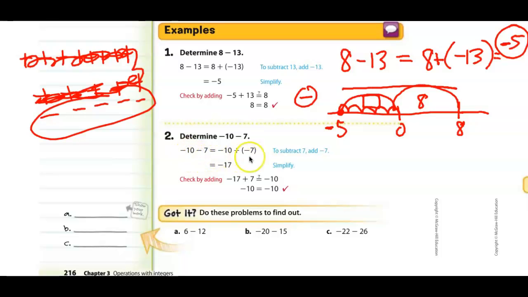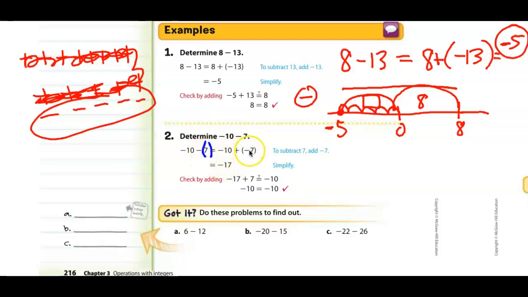So we're going to just focus on what they've done here. They said negative 10 minus 7. So instead of making this a subtraction problem, they're going to turn it into an addition problem. Negative 10 plus negative 7. This is actually a positive 7. I'm going to put the parentheses here so you see that's a positive 7 that they're subtracting, but they're going to add a negative 7.